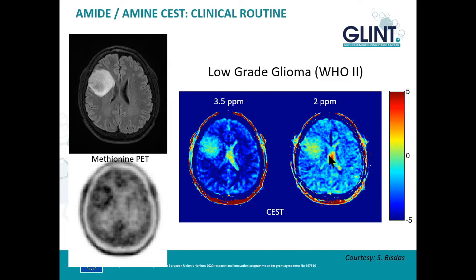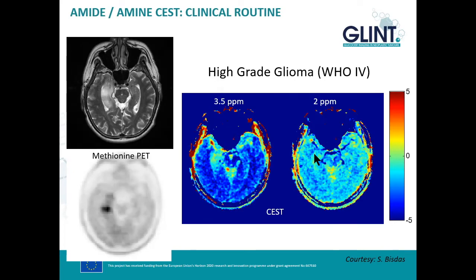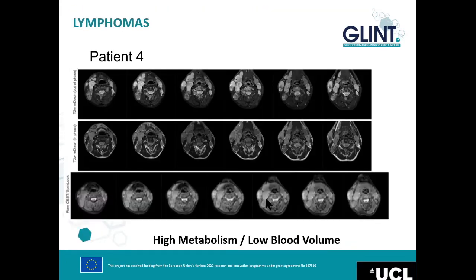In a low-grade glioma, you have a nice separation between these two, while in a high-grade glioma, you'll see that in this case the amine signal is elevated a little bit everywhere, while in the low-grade glioma it's only in the hot areas around methionine. So it seems to be working. What about GlucoCEST? Well, this was one of our first patients in lymphomas.